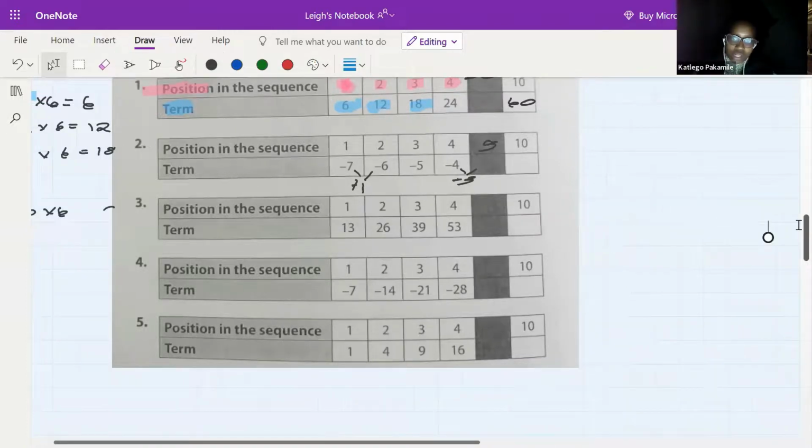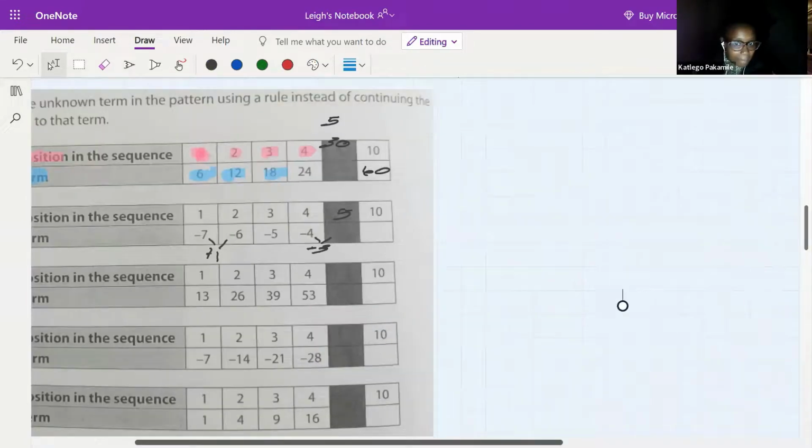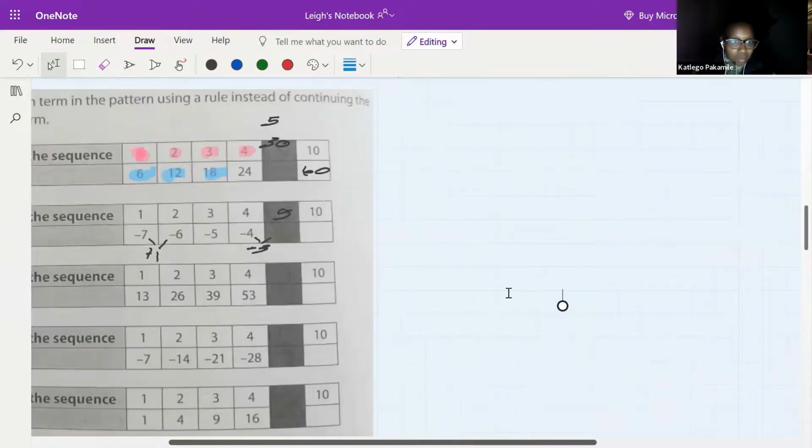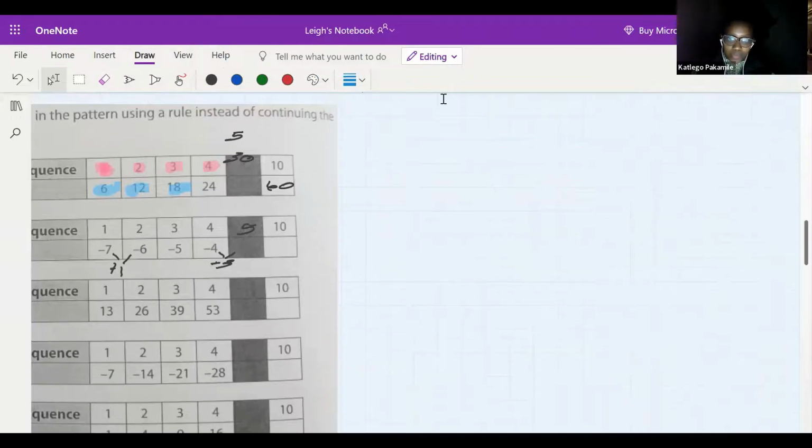Okay, this one is a bit difficult to find the rule, right? Did you just keep adding until you got to number 10? Yes, ma'am. Okay, remember it says using a rule instead of writing all the terms down until we get to number 10. So I think I probably should have given you a rule before you got into where you are right now. Forgive me, guys, but I'm going to give you the rule now.